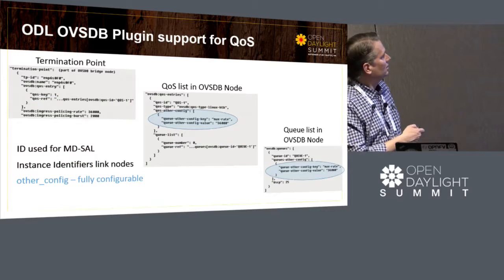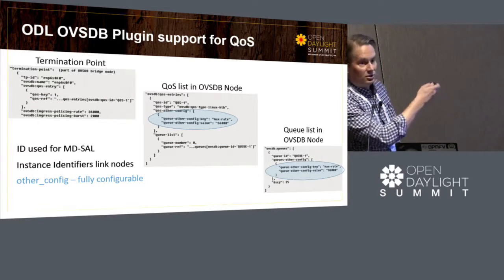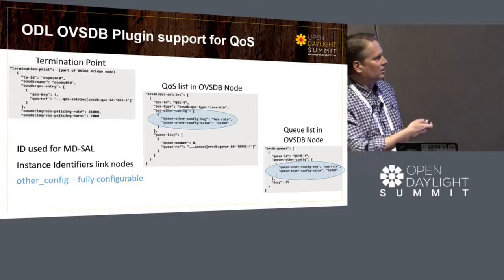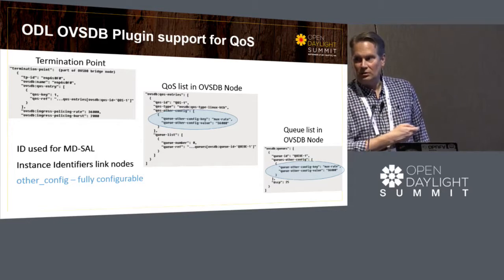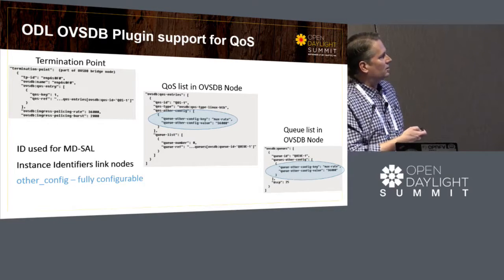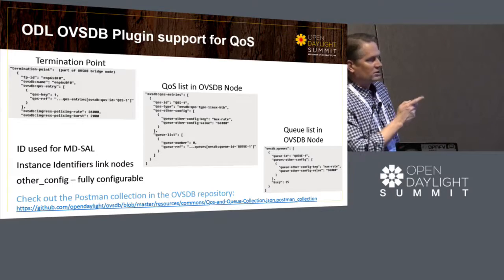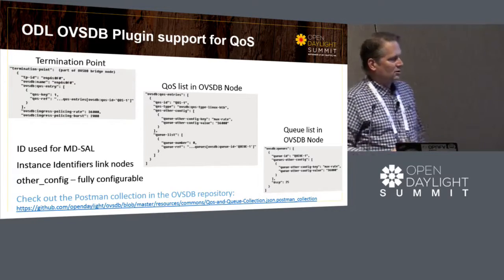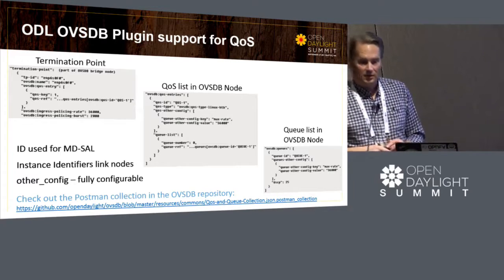The other key point is most of the attributes of the queues and the QoS entries are done by the other config column in the OVSDB table. All of this stuff should be fully configurable via the MDSAL models, so that makes it pretty handy. And finally, in the OVSDB repository, there's a Postman collection that has some samples of RESTconf calls that can manipulate this stuff. So take a look at that and try it out.